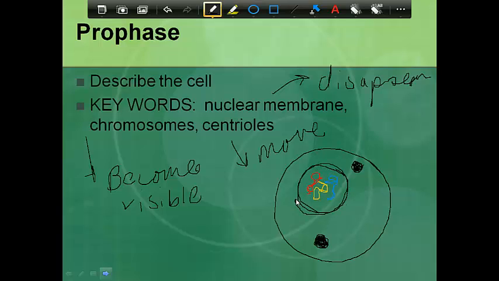Okay, and then the centrioles go to opposite sides of the cell, which you'll show by just moving them to opposite sides of your cell membrane.